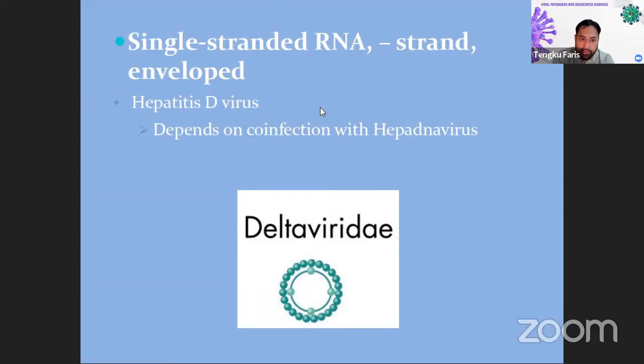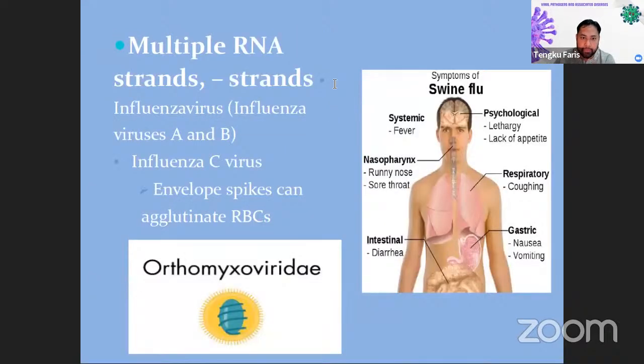So this is Deltaviridae. An example is hepatitis D virus, which depends on co-infection with hepadnavirus. This is also an intelligent virus, because this type of virus can have friends. They can bring friends in order to give the effect or the disease.